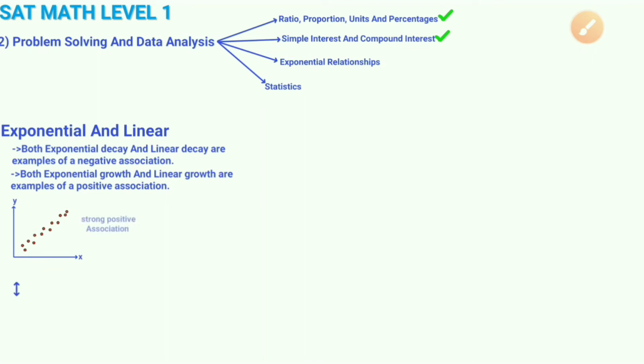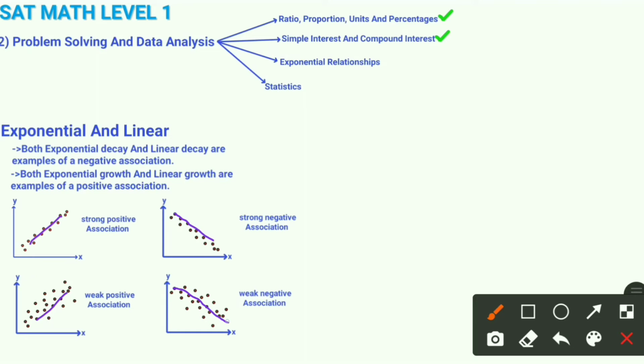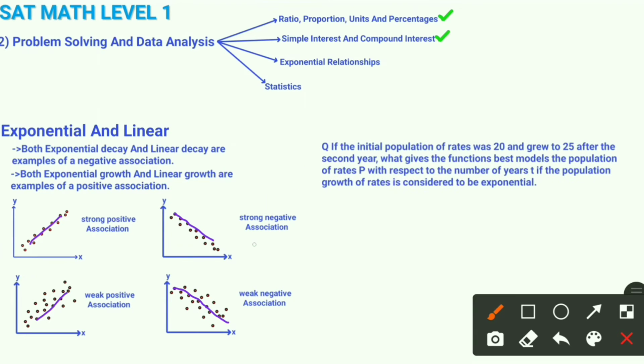Strong positive association, weak positive association, because you can see that the gradient is positive. Strong negative association, weak negative association. It is a strong association because the points are closer to one another.